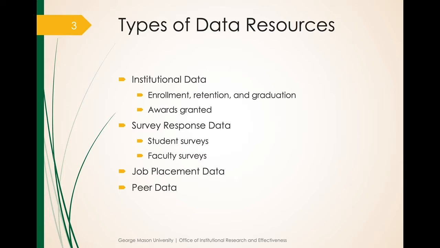Finally, the fourth type of data that is critical to APR is peer data. Data from peer institutions is typically at the institutional level, where you can compare enrollment and demographic trends, retention and graduation rates, student-to-faculty ratios, or the amount of grant monies awarded.